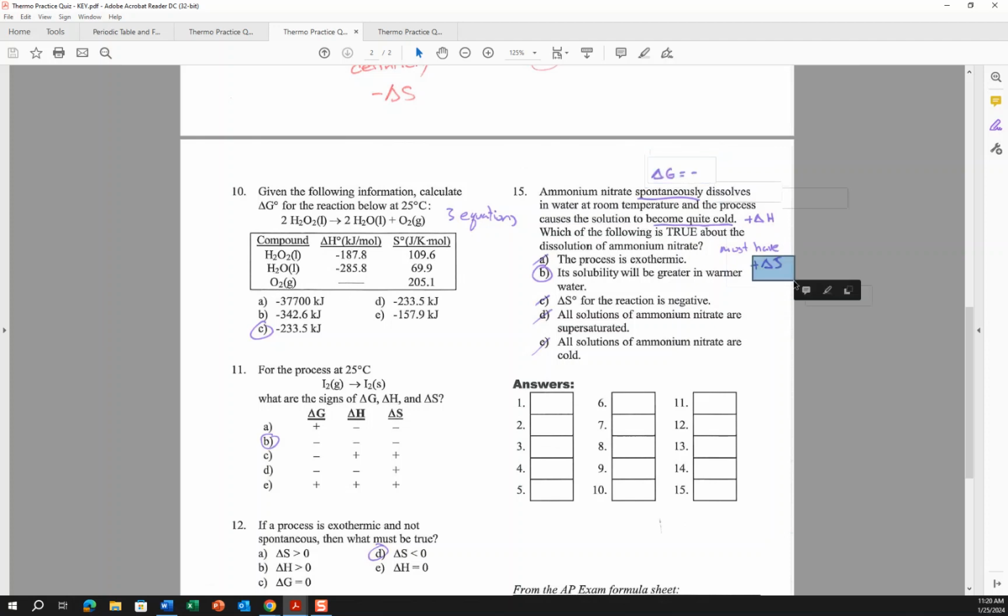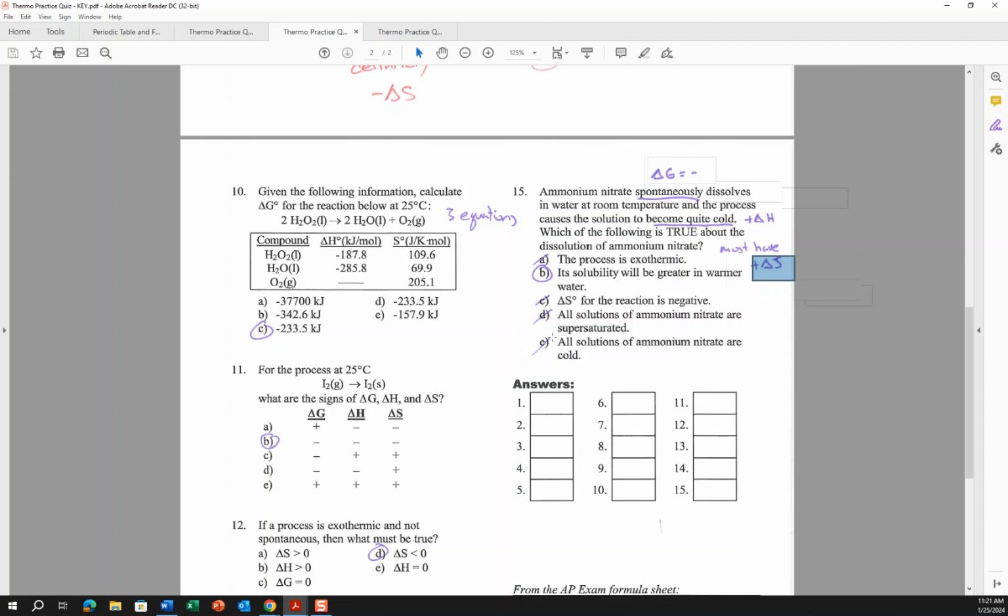So the process is not exothermic. We just eliminated that based on the fact that we know it's a positive delta H. Delta S can't be negative. It has to be positive, so it can't be C. It has nothing to do with supersaturated solutions, and it doesn't mean they stay cold. It means as the solutions are made, they get cold, but they don't stay cold. It just means it's an endothermic process. So its solubility will be greater in warmer water.